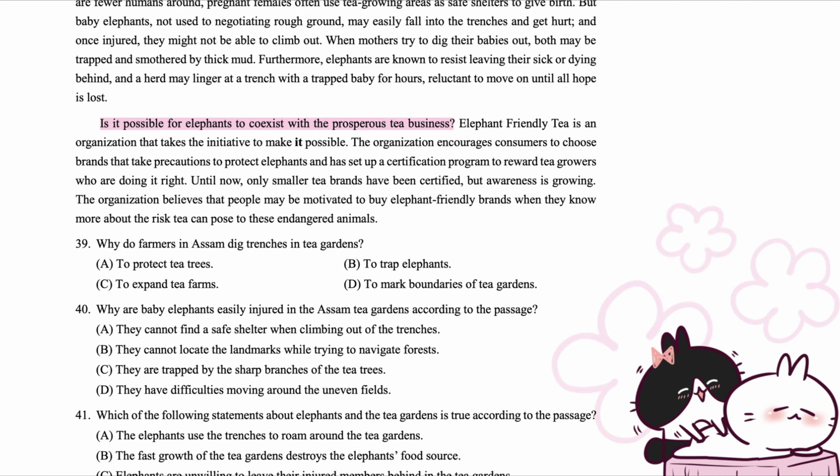Is it possible for elephants to coexist with the prosperous tea business? Elephant Friendly Tea is an organization that takes the initiative to make it possible. The organization encourages consumers to choose brands that take precautions to protect elephants and has set up a certification program to reward tea growers who are doing it right. Until now, only smaller tea brands have been certified, but awareness is growing. The organization believes that people may be motivated to buy elephant-friendly brands when they know more about the risk tea can pose to these endangered animals.